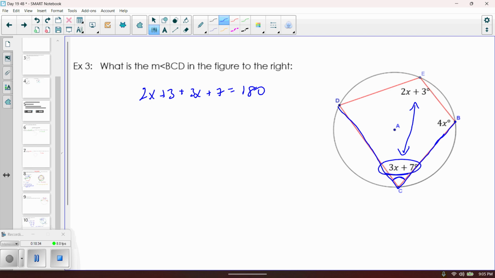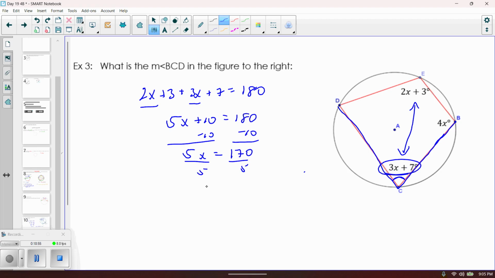All right, combining like terms, 2x and 3x is 5x. 3 plus 7 is 10, is equal to 180. And again, here's our algebra. We'll subtract 10 on both sides, giving us 5x equals 170, dividing both sides by 5. Let's see, 170 divided by 5 is going to end up being 34.